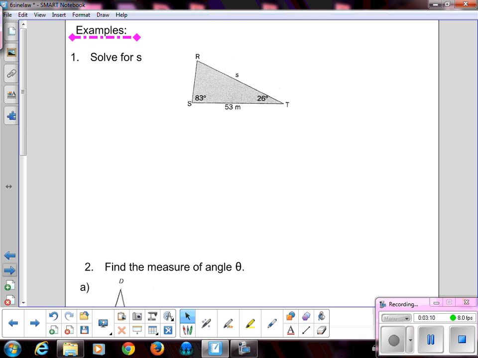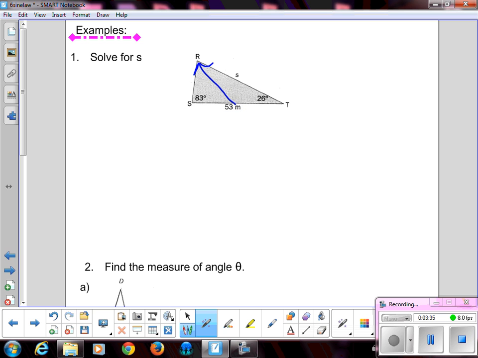Okay, so the first one says, solve for s. Now, when I look at this, it appears that I do not know a side and the angle directly across from it. Because if you notice, and I'll just do it with the magic pen, I have 53 is the only side length I have, which means it should go with angle R. Notice I don't know angle R.